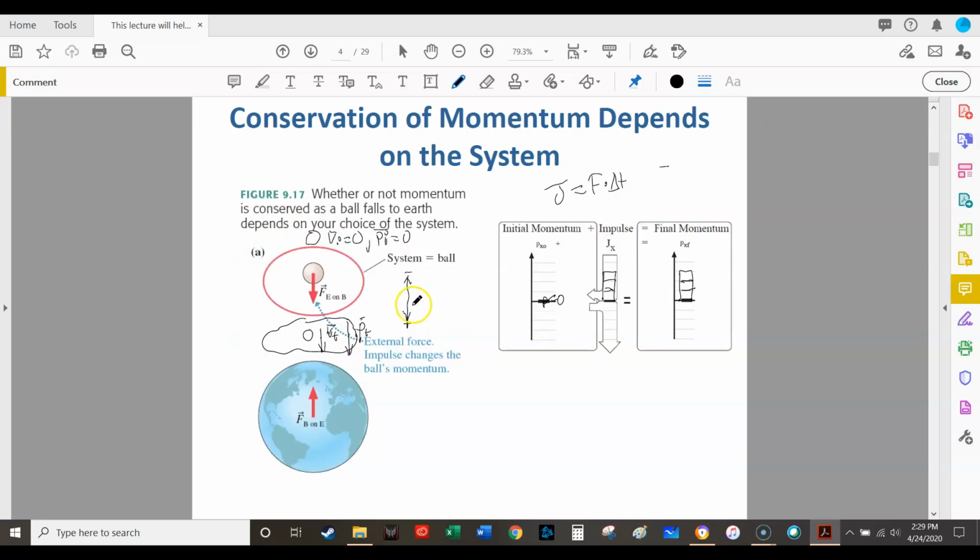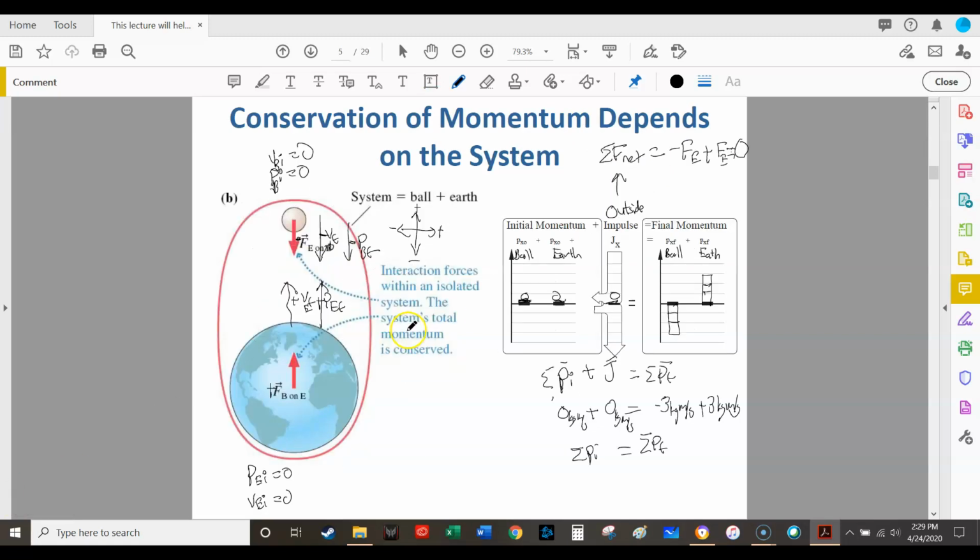The difference here is in the last case, there was a net force, and that net force was greater than 0. Okay? So this is how we're going to be using bar charts to analyze a system and to create equations. Okay?